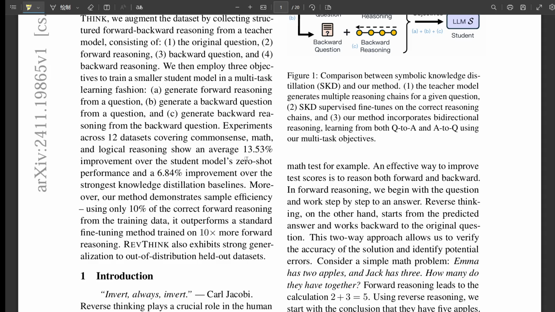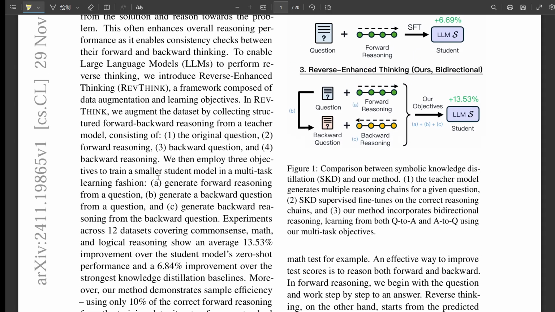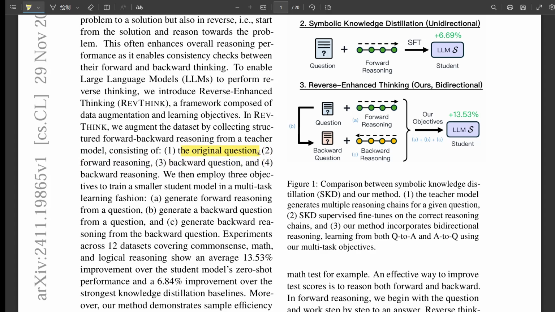And in this case, the researchers came up with this approach. They call it Rethink. Okay. And it has two main parts. First, they change the training data in a really specific way. And then they use something called multitask learning to actually train the AI. So let's start with the data part, the data augmentation. What exactly are they doing there?